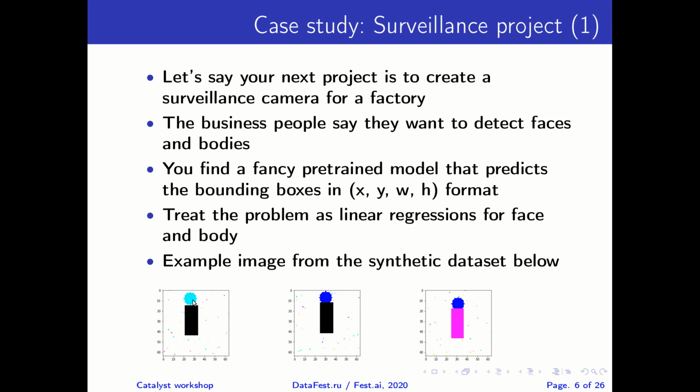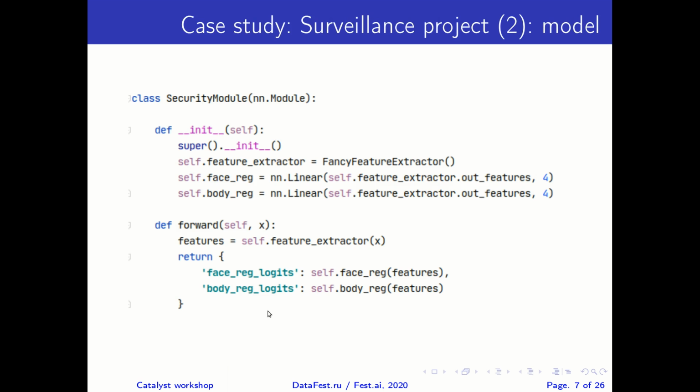In this case study, I'm going to show it through a synthetic dataset to avoid any personal data issues, and for quick convergence, so that you can quickly see what is going on. So we have to create our own PyTorch NN module, which is the standard stuff. We basically extend the NN module from PyTorch. Then we use our own fancy feature extractor or whatever. And then we have regression heads, which in this case are fully connected layers for face and body, and they predict 4 different coordinates for x, y, w, and h. And the output is a dictionary with the logits for the face regression and the body regression.